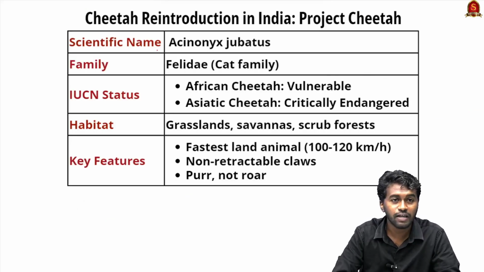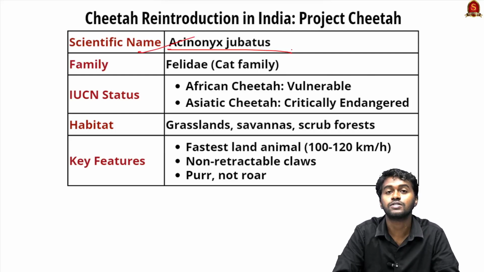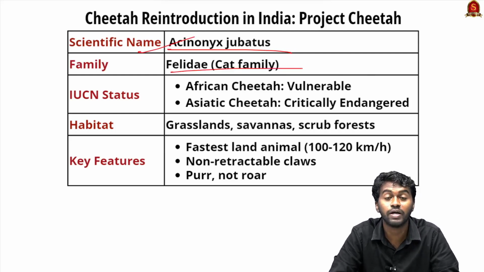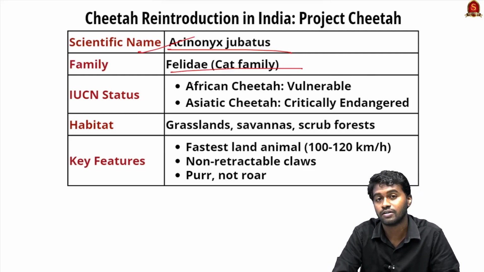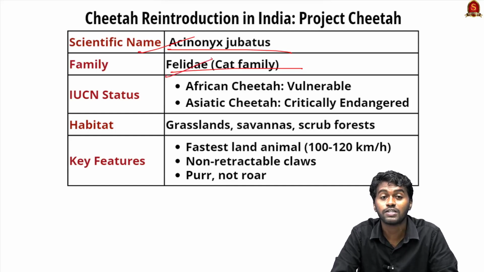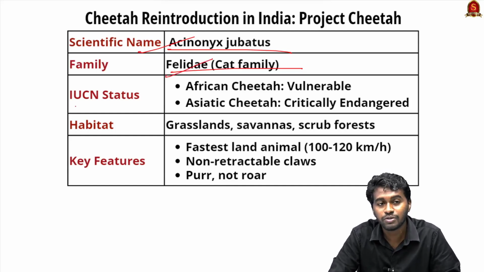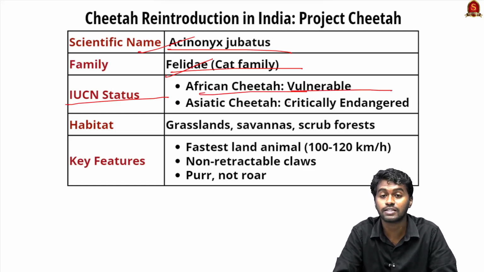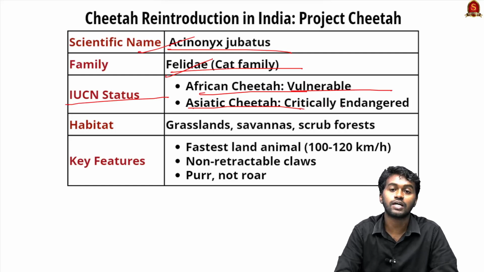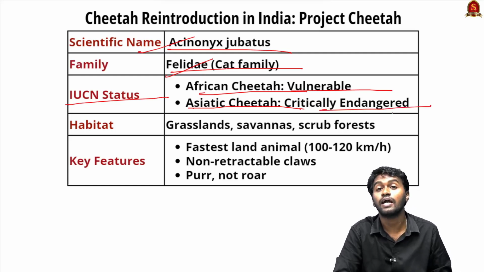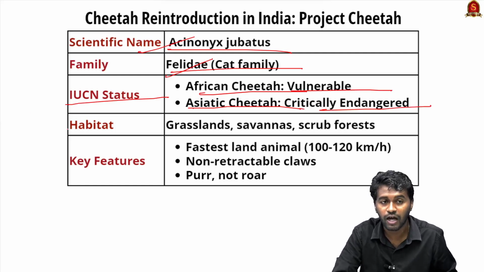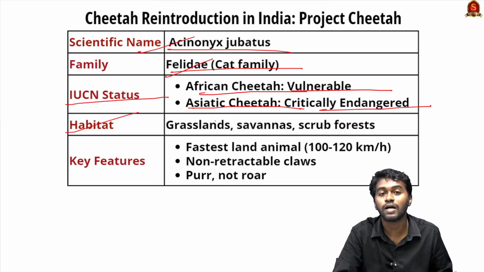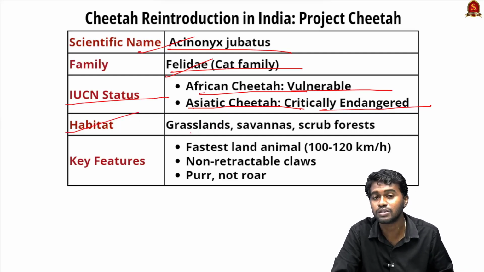So coming to the scientific name of cheetah, that is Acinonyx jubatus, and they belong to the big cat family known as Felidae. And coming to the IUCN status, the African cheetah is categorized under the vulnerable category, while the Asian cheetah is categorized under the critically endangered category. And coming to the habitat, we often see cheetahs in Animal Planet and National Geographic. We mostly find them in grassland, savanna, and scrub forest.